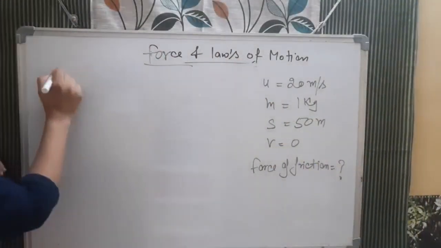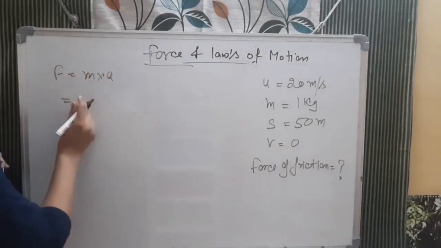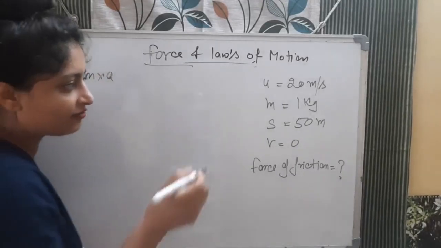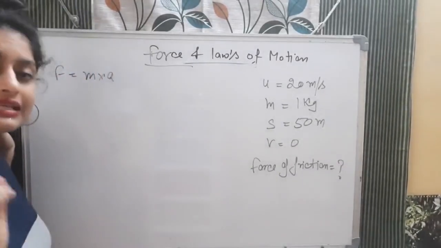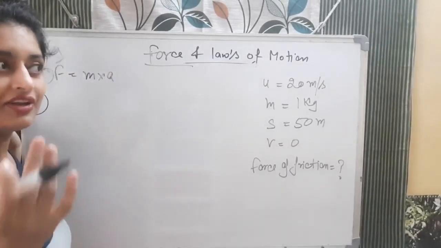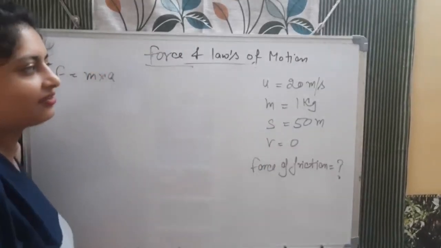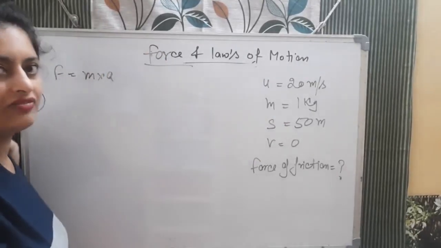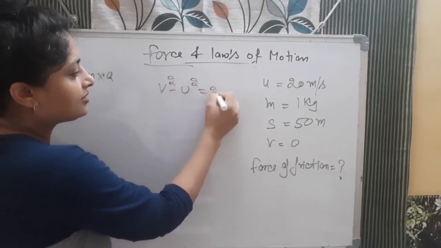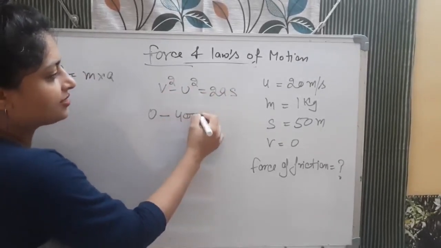The formula you all know: force is mass into acceleration. Now we don't know the acceleration, so again we need to calculate it. If we apply the second equation of motion, s is equal to ut plus half at square, we don't know the t. When you don't know the t, you need to use another equation like v minus u is equal to at. Again we don't know the t, so we will apply the third equation, that is v square minus u square is equal to 2as. Here v is 0, minus u, 20 square is equal to 400.